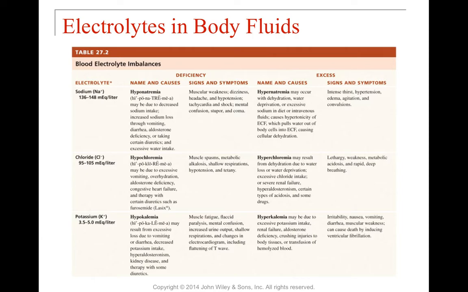Okay, so let's start with sodium. So if we end up with too little sodium in our system, it's called hyponatremia. Hyponatremia can occur because we end up with a decreased sodium intake. Or we can end up with an increased sodium loss, right? It's all about balance. You could be taking the same amount in, but losing way more. And you can lose more through the loss of bodily fluids, like vomiting, diarrhea. But you can also have a hormonal imbalance, like an aldosterone deficiency, or you can be taking specific diuretics.